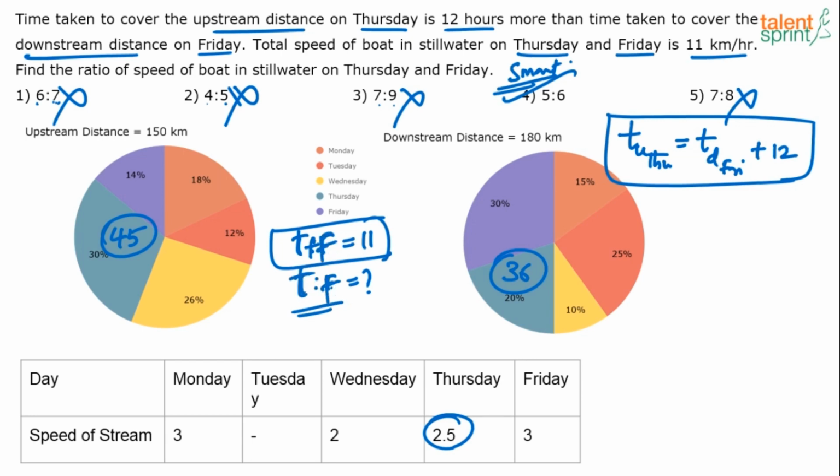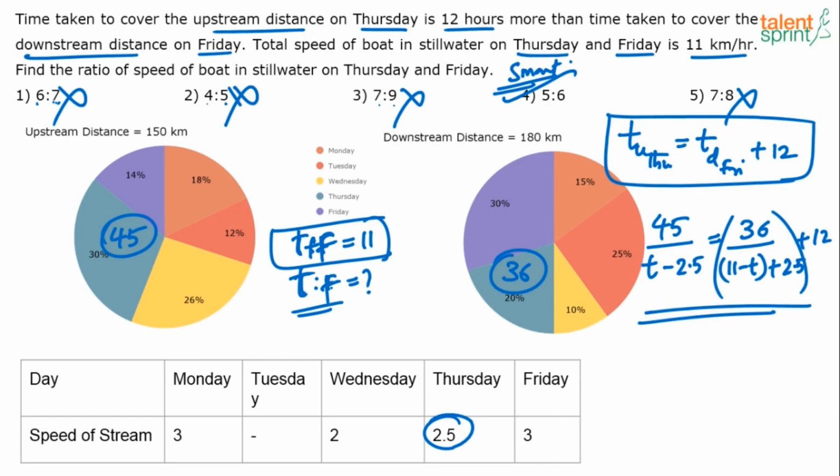So what will be the equation? Thursday's time is upstream time, right? 45 by T minus 2.5. This will be equal to 36 by Friday can be taken as 11 minus T, so 11 minus T plus 2.5, plus 12. So only one equation and one variable. Can you solve? Yes. Solve for T, which is Thursday's speed of the boat.